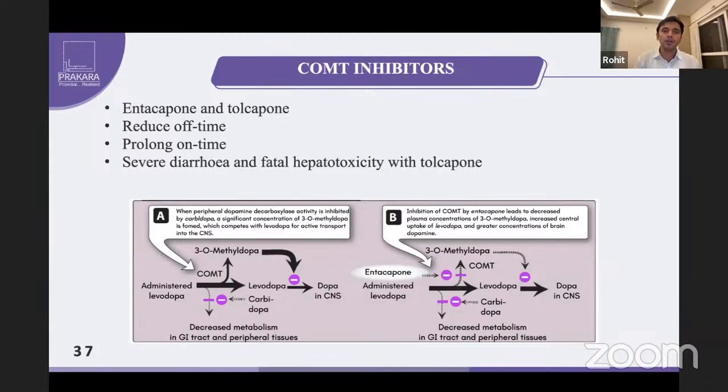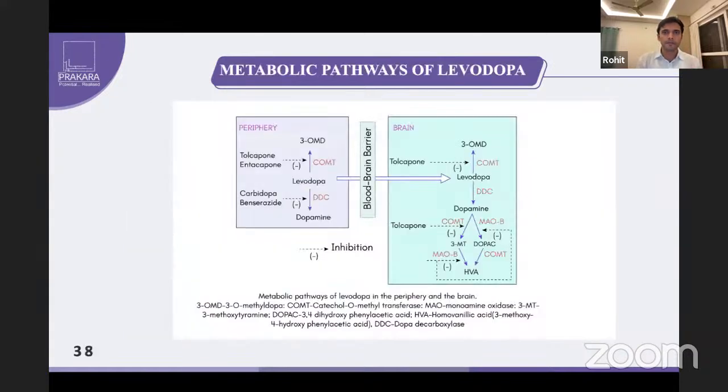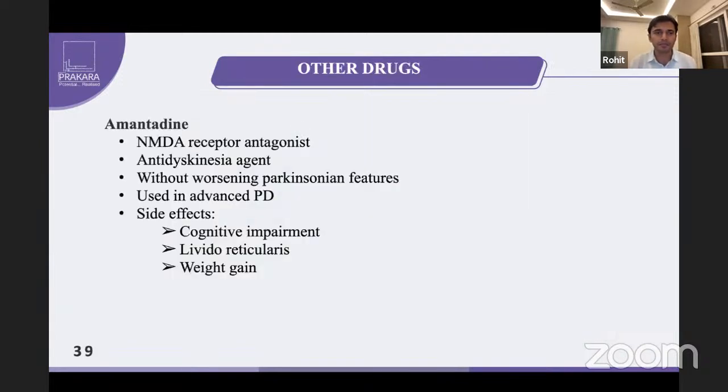Similarly, COMT, catechol O-methyltransferase inhibitors. Examples are entacapone and tolcapone. Tolcapone is not used anymore because of severe hepatotoxicity reports. So entacapone is still available. What it does is it reduces the off time and it prolongs the on time. Again, the mechanism is similar. They prevent the metabolism of levodopa. More levodopa reaches the central nervous system. This summarizes the metabolic pathways involved in levodopa.